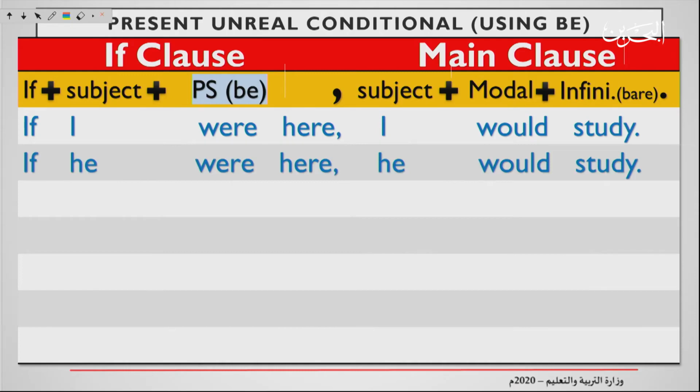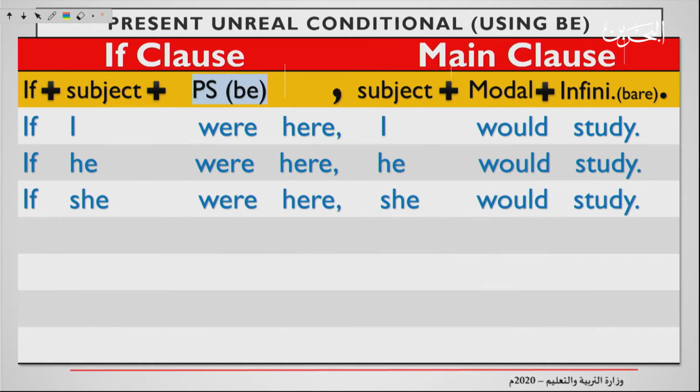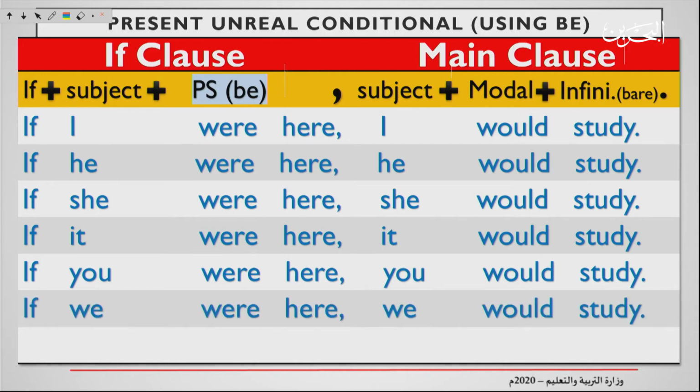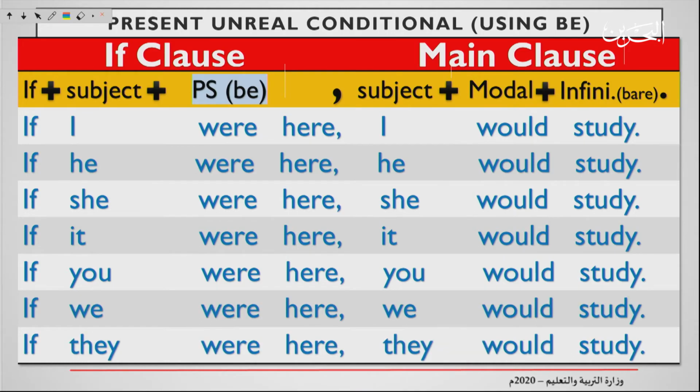Okay, let's check with he. If he were, the same thing. If he were here, he would study. She. If she were here, she would study. If it were here, it would study. You see, the 4 of them are just were. Let's check the 5th one. If you were here, the same thing, you would study. If we were here, we would study. And the last one is, if they were here, they would study. You see, were is the same with all the pronouns.